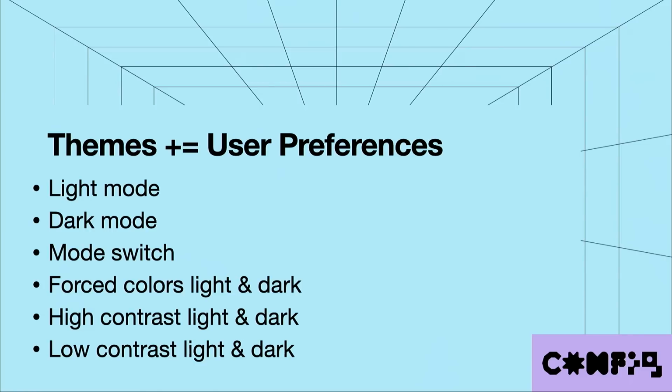Well, there's more theme and user preference stuff to talk about. Of course, we all are familiar with light mode. You can also build dark modes, which are all the rage right now, too. You got to put a switch in there in case the system's in one setting, but they like your site in light mode, but their system in dark. You got to build a mode switch.